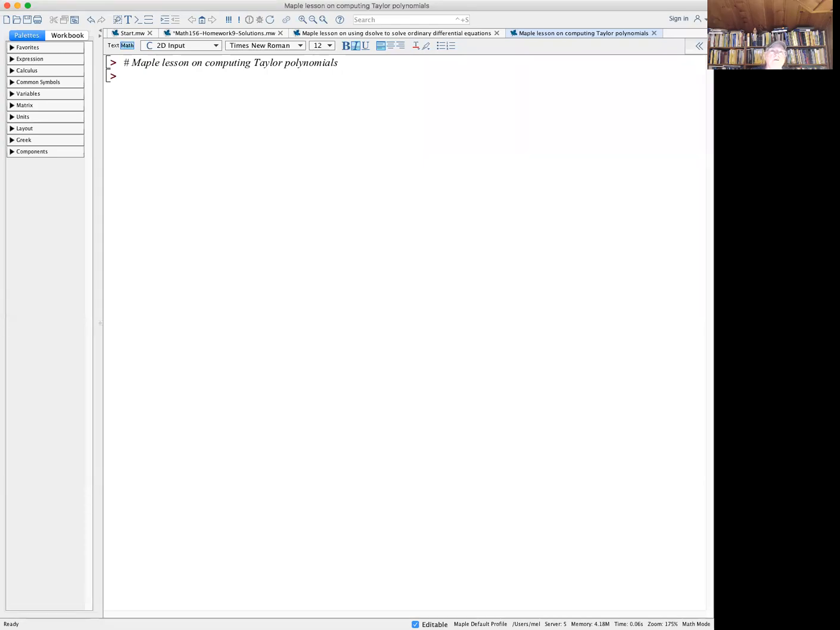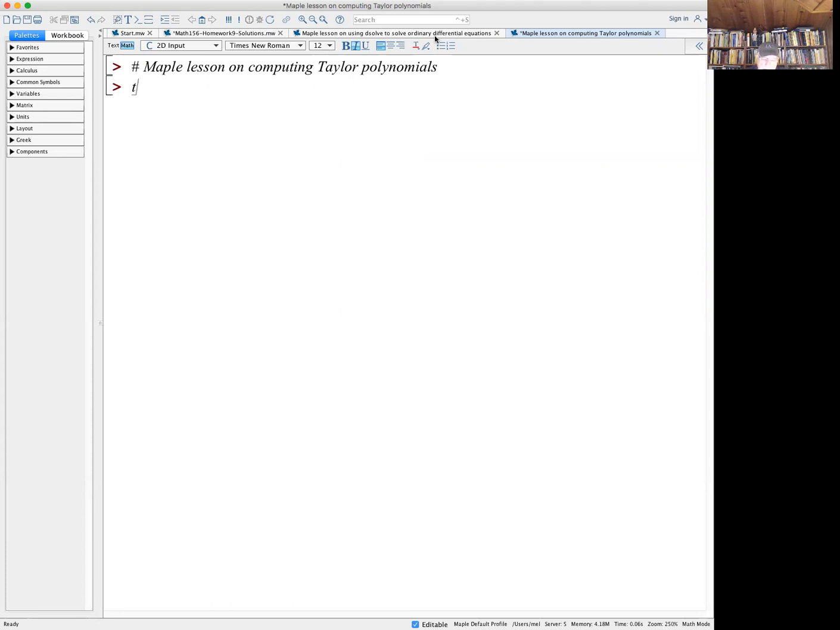Okay, this is a lesson on Taylor polynomials, which are extremely interesting and part of the syllabus for Math 176. You want to approximate a function by a polynomial. The best approximation is the Taylor polynomial, and there is a simple command in Maple to compute the Taylor polynomial.